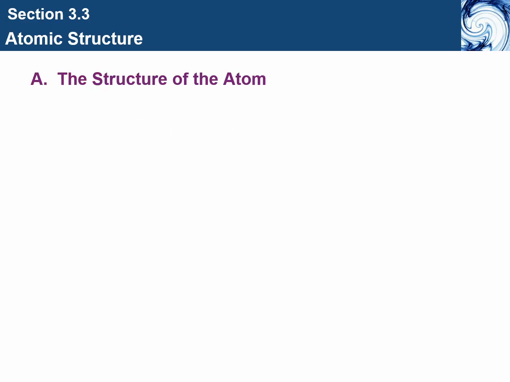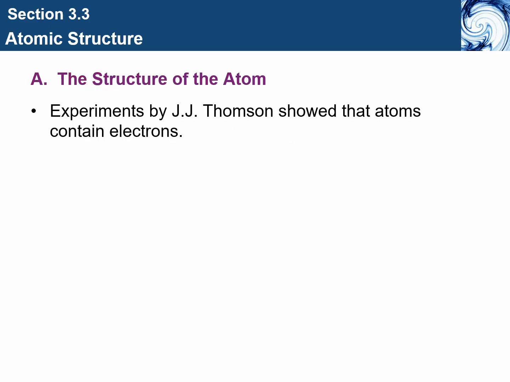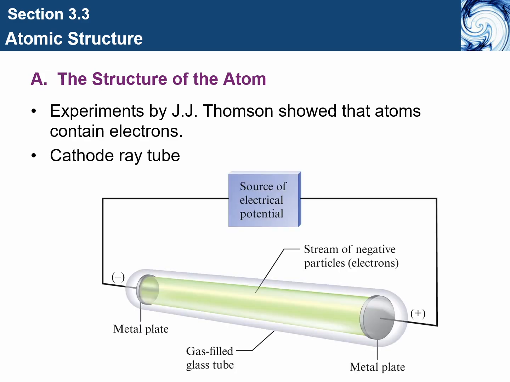The structure of the atom. Experiments by J.J. Thomson show that the atom contains negatively charged particles called electrons. You will need to know that J.J. Thomson did this, so make sure you know that he did this experiment of the cathode ray tube.